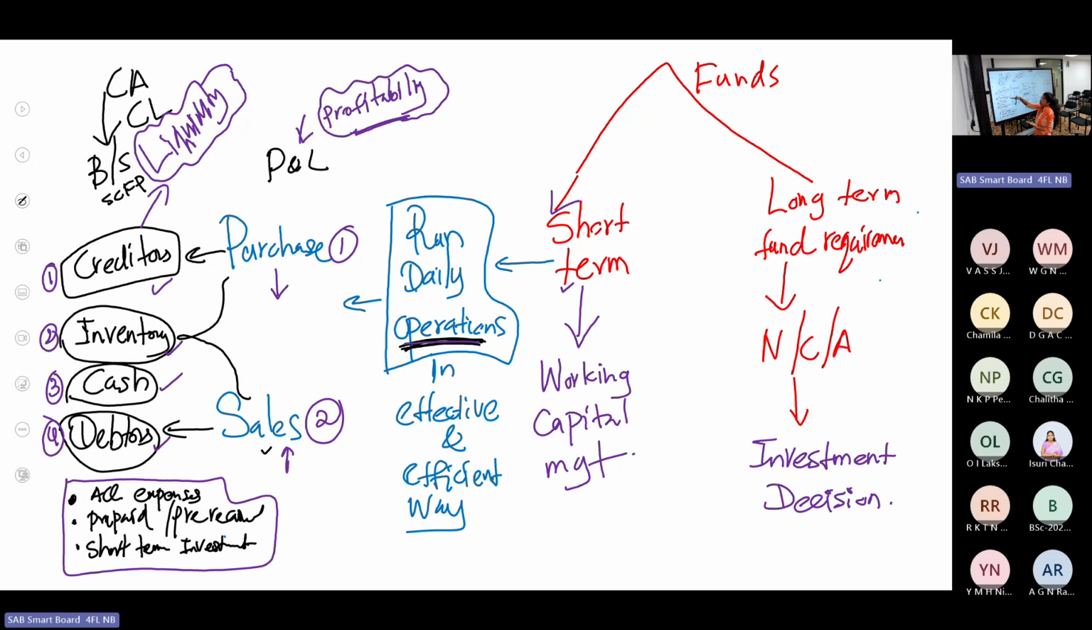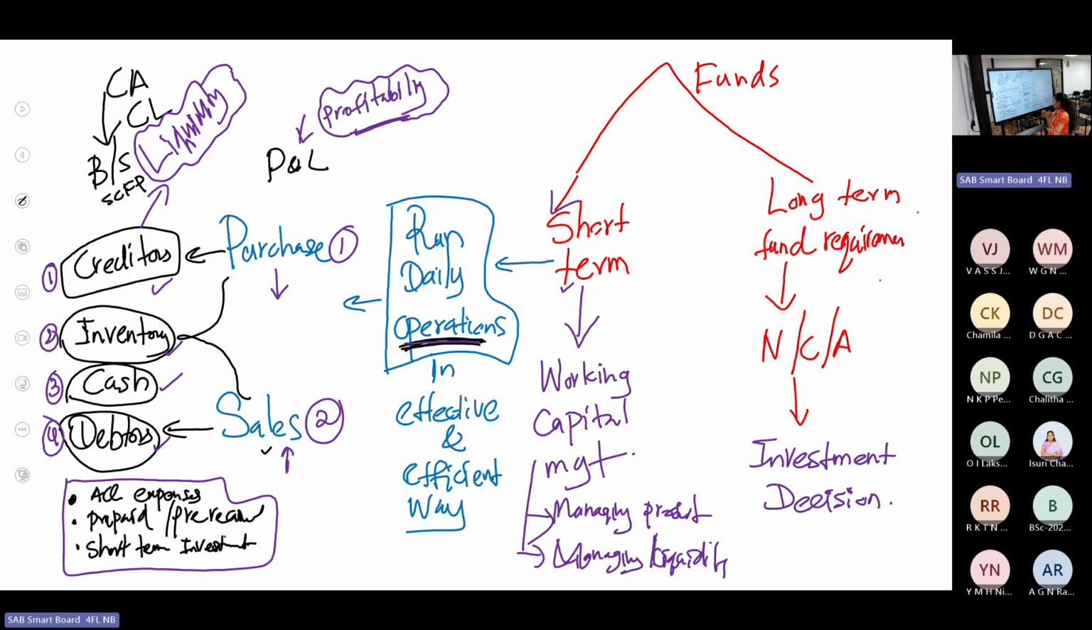Therefore, in the short run, companies have two main objectives. What are those two main objectives? In the short run, companies have two goals. First one, we have to maintain the profitability, managing profit. The other one is managing liquidity.